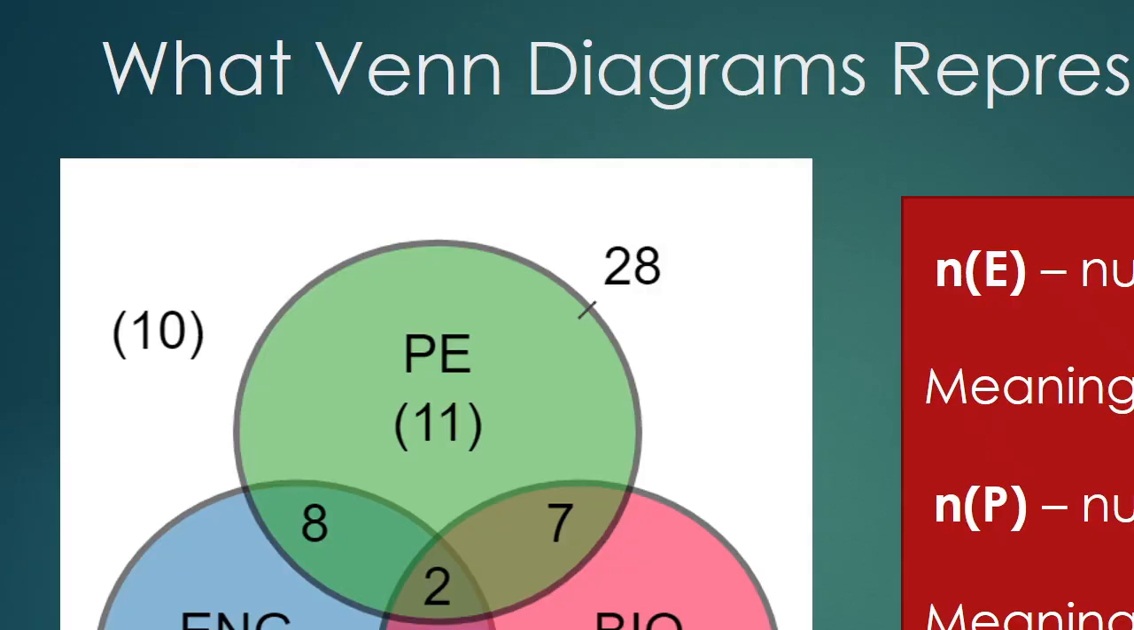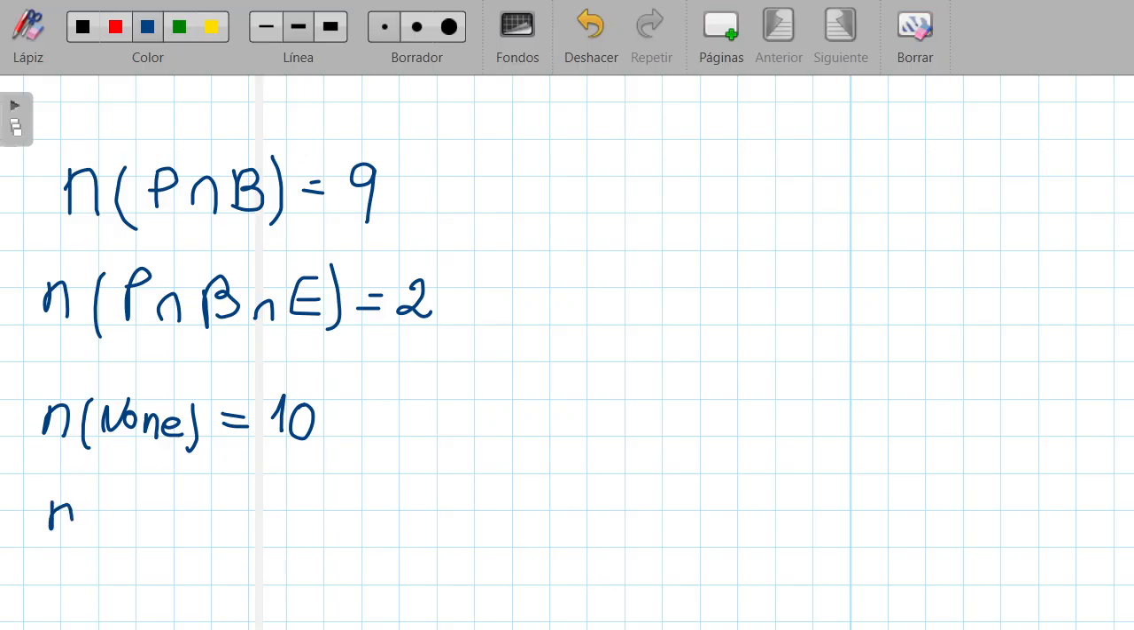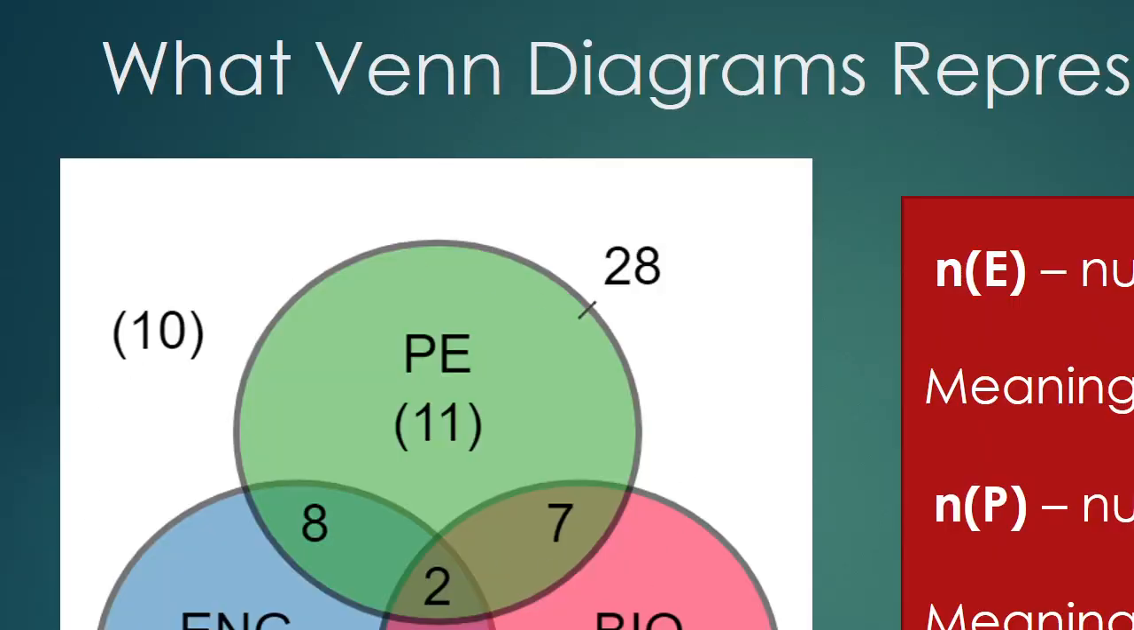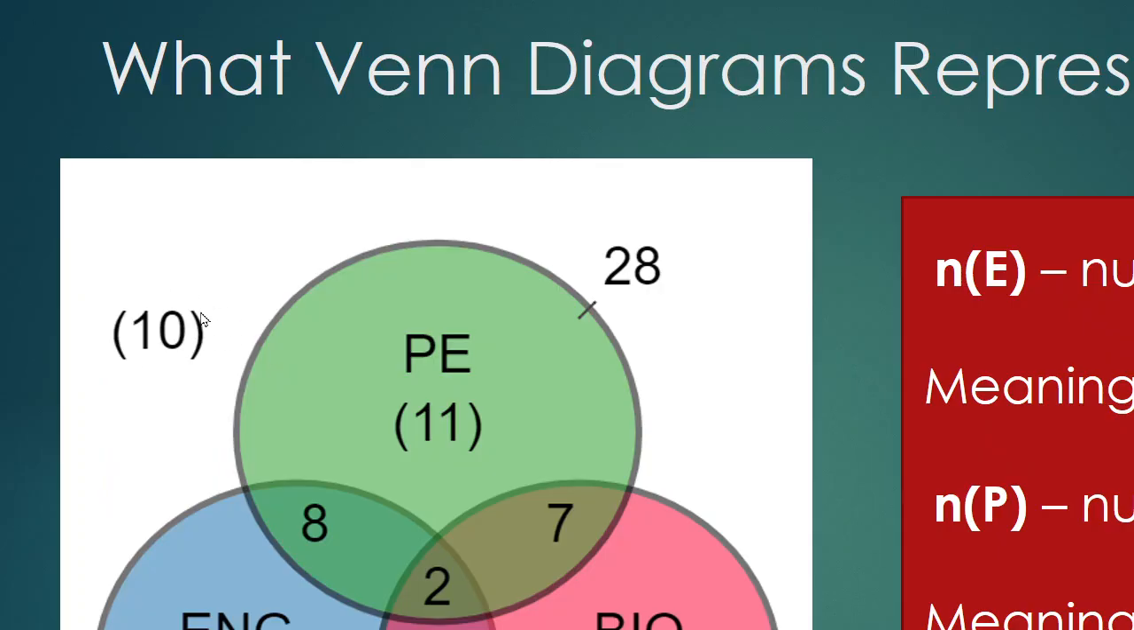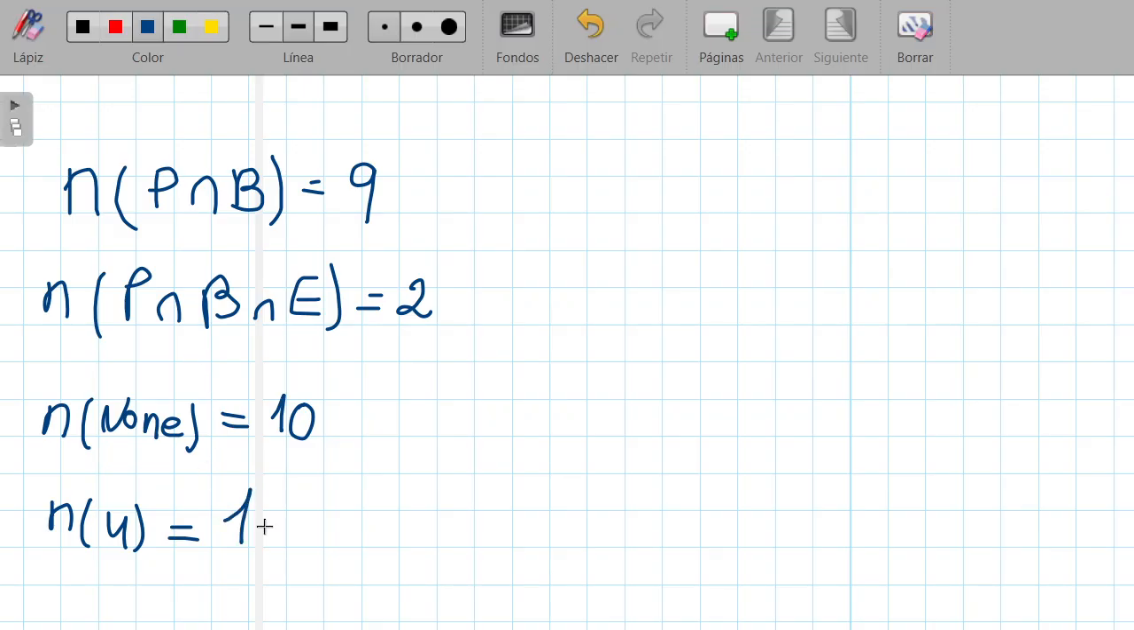Well, we also have the U, which means the universe. The universe means all the students all together. So we will have to add 28 plus 4 plus 18, etc. And the total of the students of the universe, counting also these ones that are outside, is 120, which is the total.